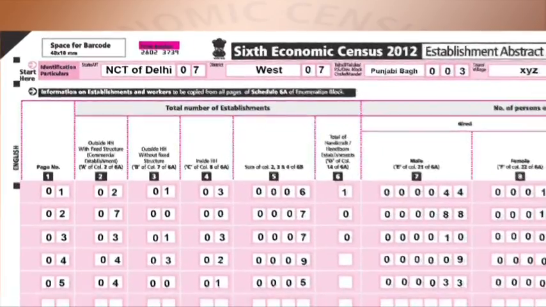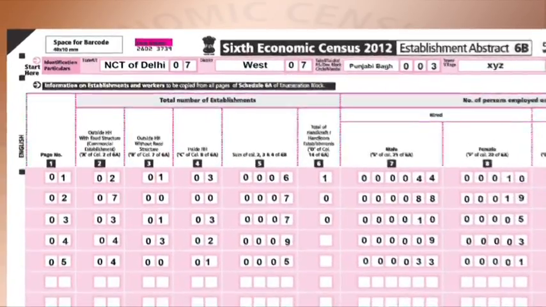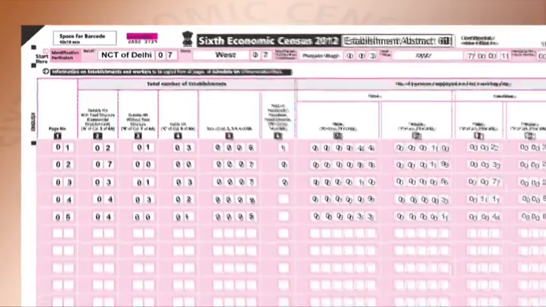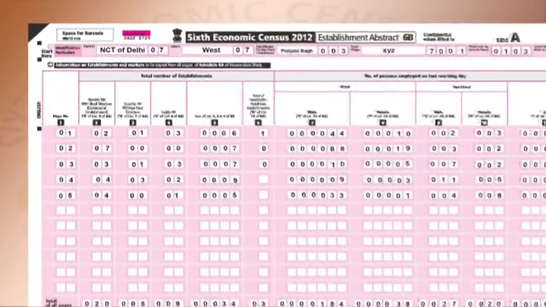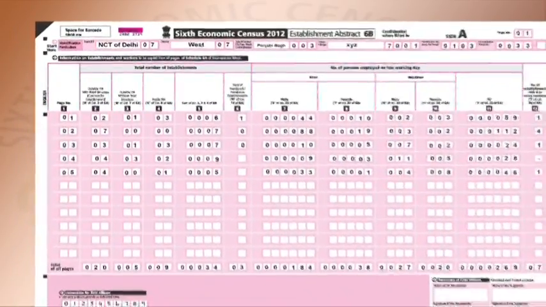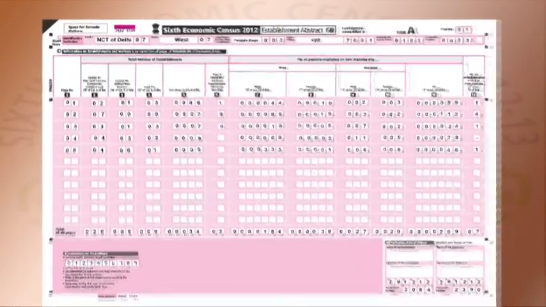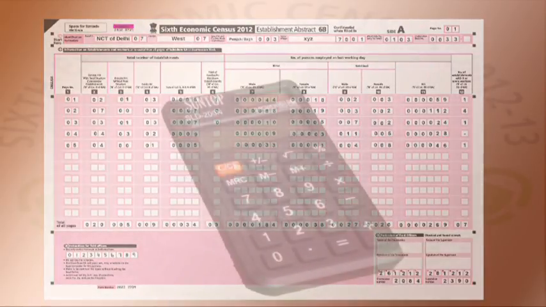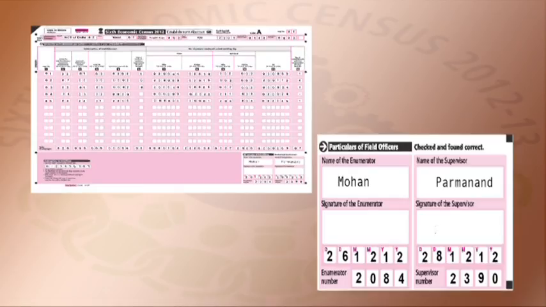In column 1 of Schedule 6B, after entering all the page numbers of Schedule 6A, at the end of the page the totals of all columns need to be filled in columns 2 to 12. For doing the totaling, a calculator can be used. And in the end, the enumerator needs to sign and put the numbers. The supervisor also needs to sign.